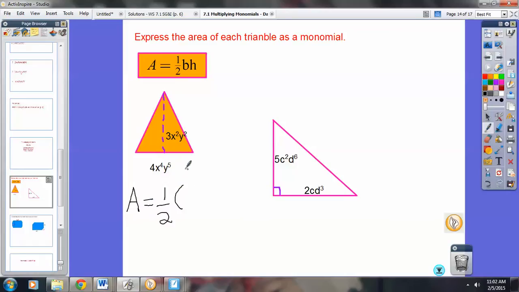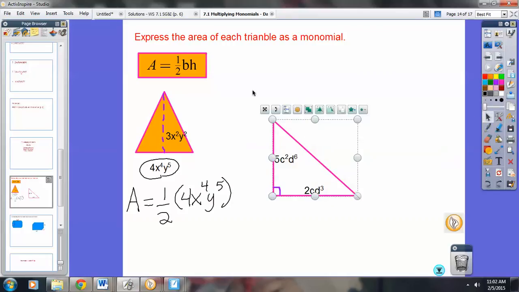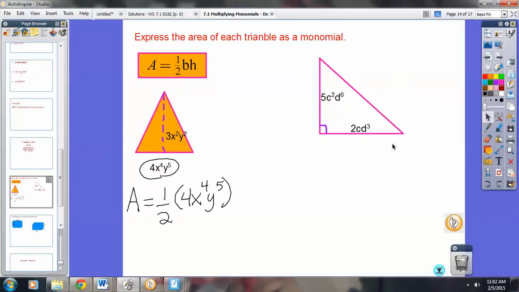So let's just use our formula and substitute in the information that we know. We know that our base is this number along the bottom, so we're going to put that in for B: 4x to the 4th, y to the 5th. Let's move this other triangle out of the way. And our height, h, is 3x squared, y squared. Could you simplify this? Yeah, we should be able to.